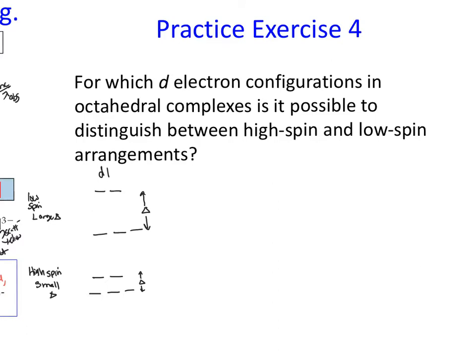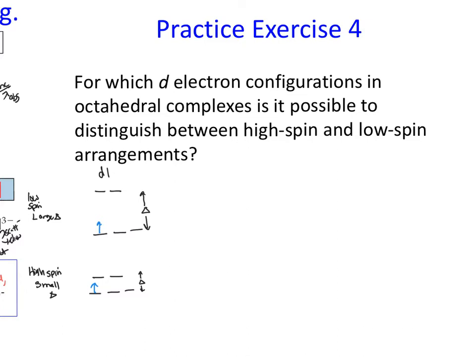So if I have a high spin, that means I'm going to first fill my low orbitals before I go up high. But if I only have one electron, that means I can't distinguish between low or high spin because I only need to use my lowest energy orbitals.